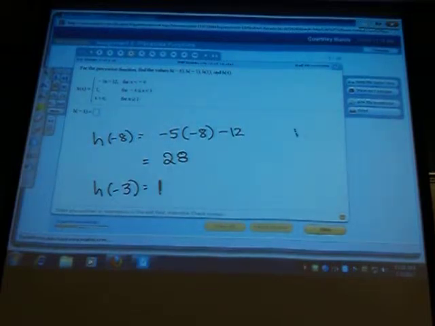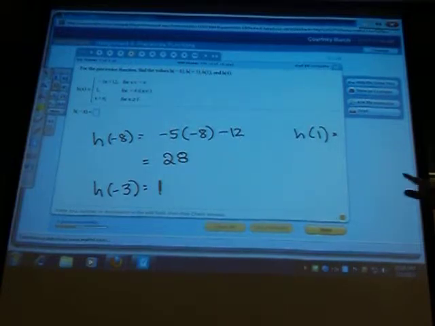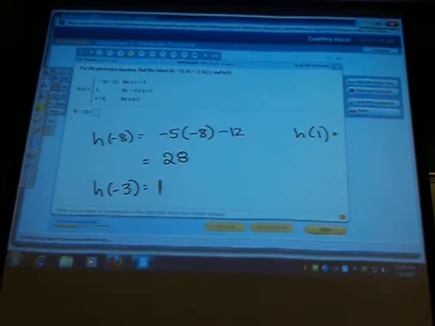What about h of positive 1? x plus 6. Okay. Now my middle category is just strictly less than 1. My last one is greater than or equal to 1. So for 1, I need to actually use the last category, because that's where equal to 1 is included. So that would be 1 plus 6, which is 7.